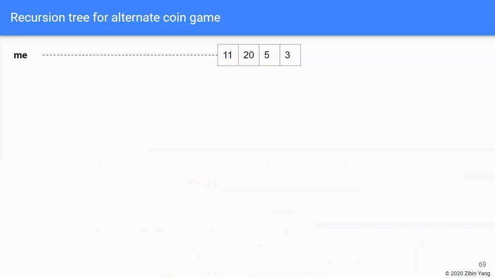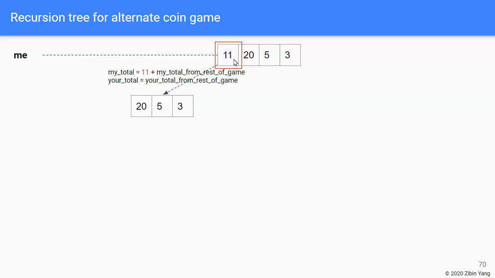Okay, so let's visualize what happens when we use this recursion strategy to play this game where we have a row of coins 11, 25, and 3. Okay, so I'm the one making the choice, so I can either pick the first coin. So in that case, my total would be the first coin plus my total from the rest of the game. Well, I don't know what that is yet, but we're going to figure that out later, right, when the recursion is done. And then your total at that point would be just your total from the rest of the game, right? Because at this turn, I'm the one picking a coin. You're not picking anything.